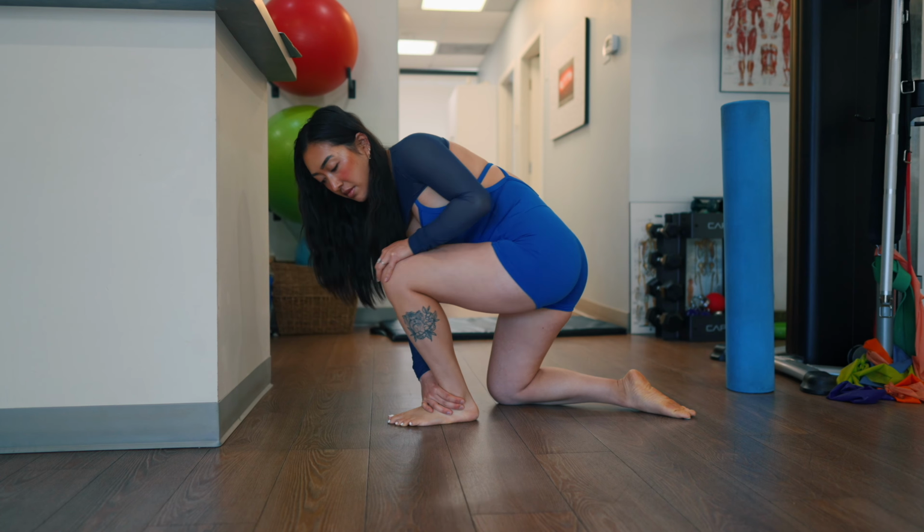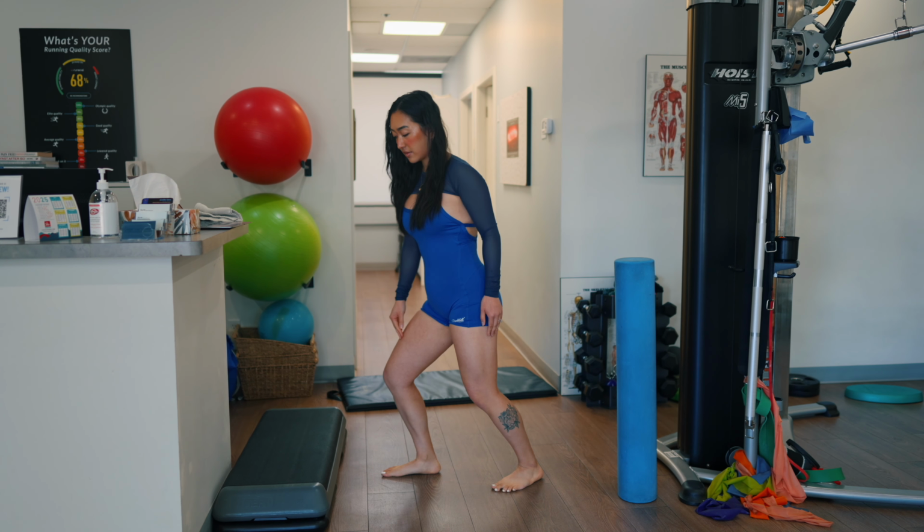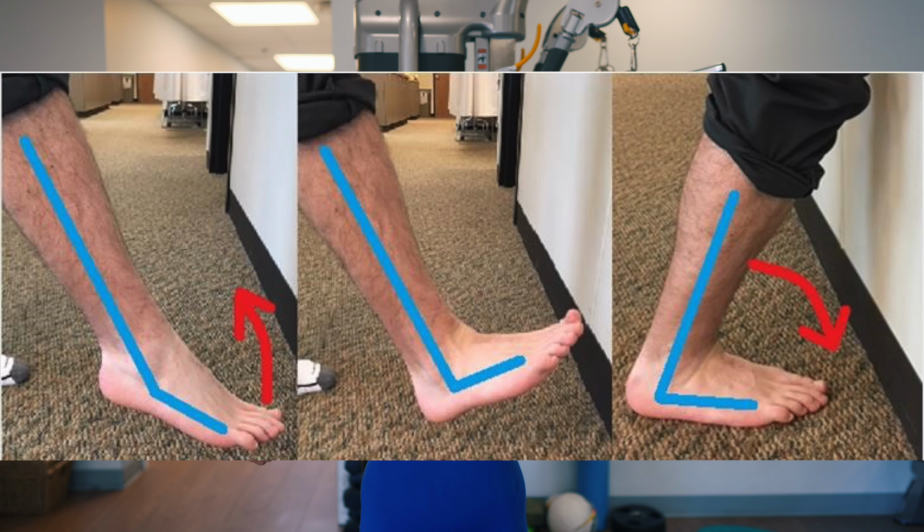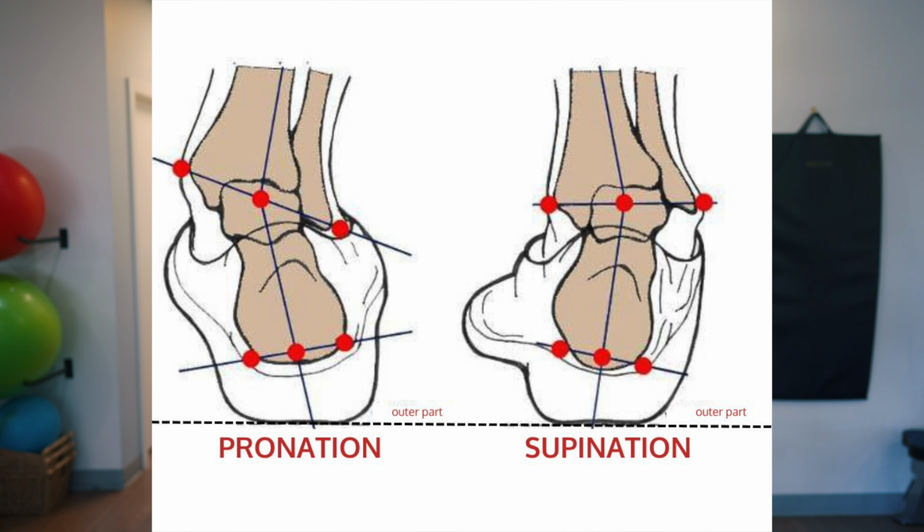In my physical therapy practice, I like to include both the ankle dorsiflexion mobility drill as well as the ankle pronation mobility drill. This is because our ankle joint, in addition to helping us do this front to back motion into dorsiflexion and back, also helps us to supinate and pronate through our subtalar joint.